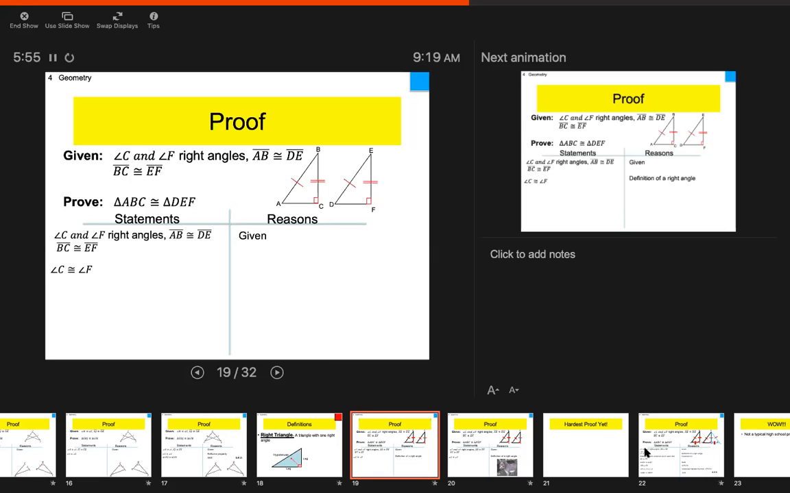We got C is congruent to F. Why is C congruent to F, by the way? Okay, because they're both right angles, and 90 degrees is 90 degrees, right?